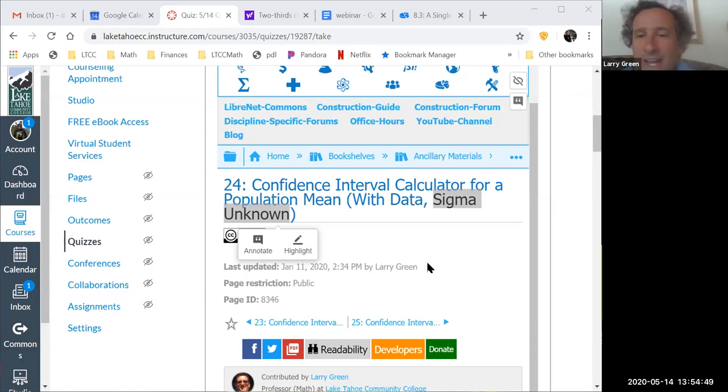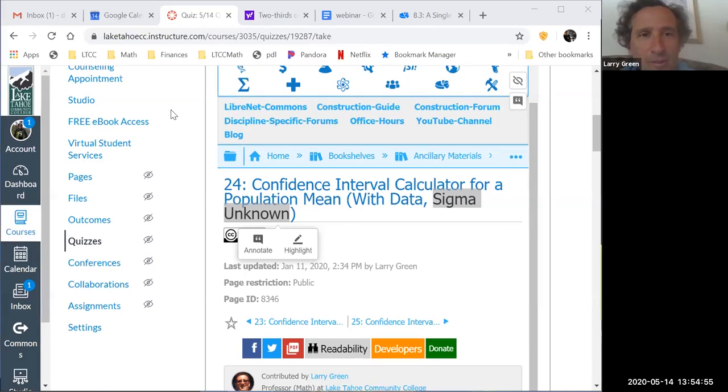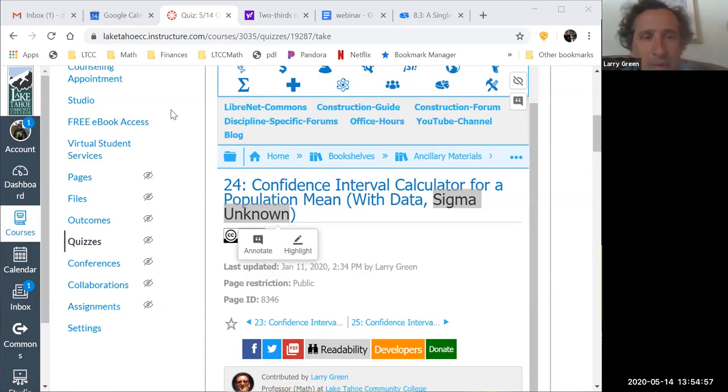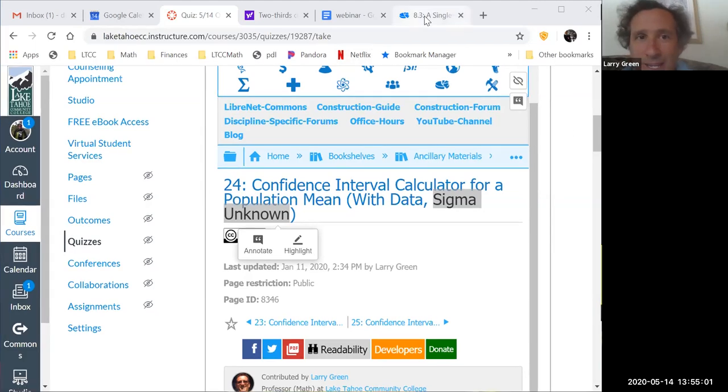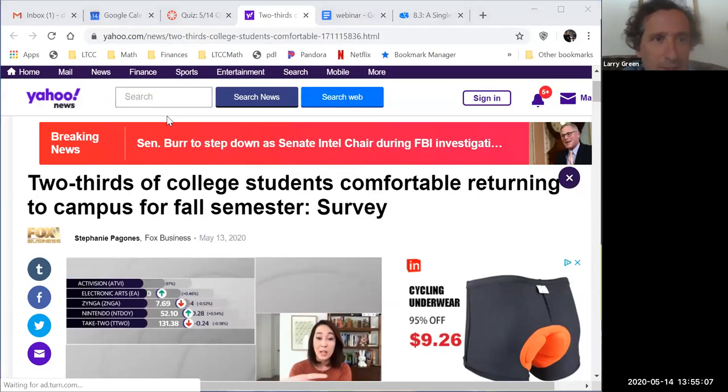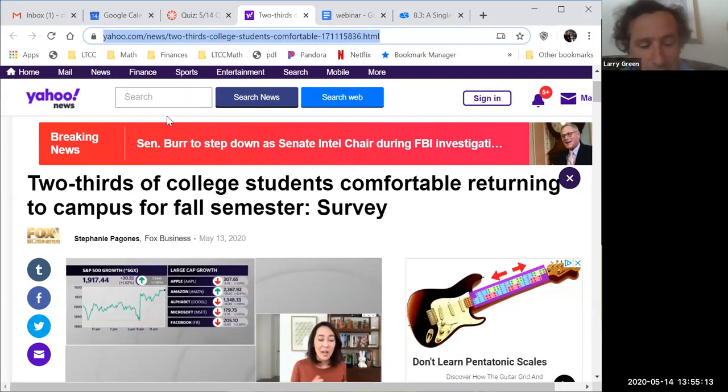And what I thought I'd do now is have you read an article, and I'll even pop up the article for a moment, and then I want you to get together, talk about it, and then answer some questions. So let me just pop in the article. So this is the article, and I don't know if you've been watching the news. It's pretty important to a lot of you.